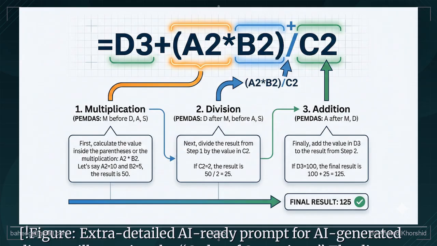1. A2 times B2 is calculated first, multiplication. 2. The result is divided by C2, division. 3. D3 is added to the result, addition. Each step should be visually highlighted within the original formula, with arrows and short explanations. Use a clean, professional, and slightly technical style, suitable for a training manual.